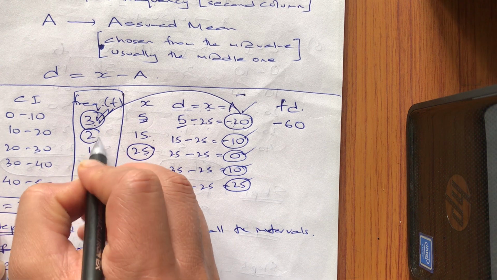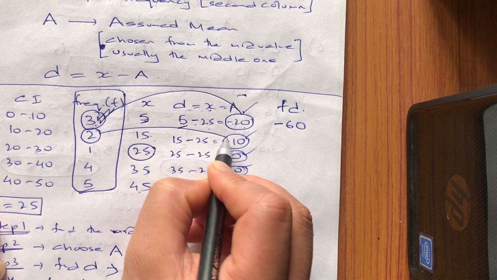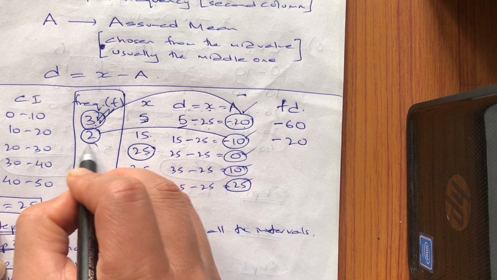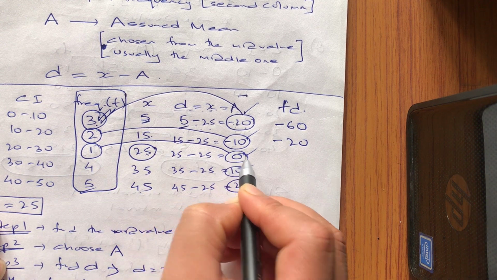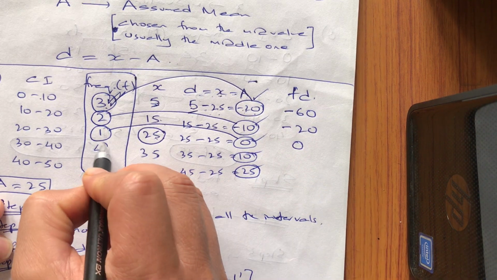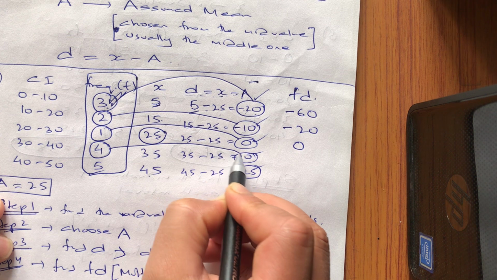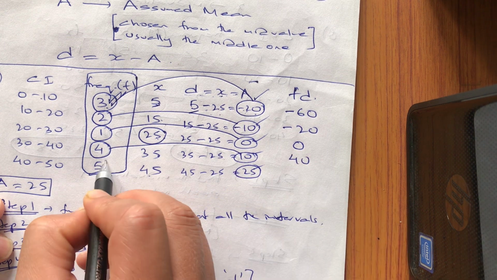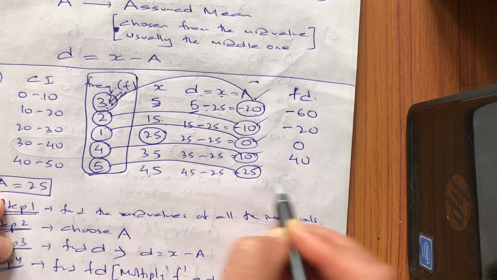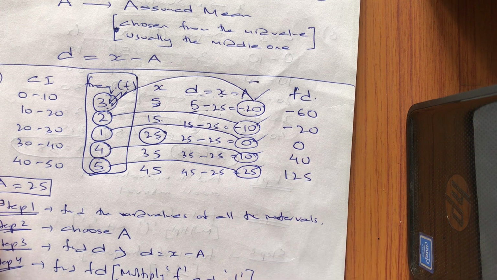So what's the second F? It's 2, and your second D is minus 10. So minus 20. Third F is 1, and your D is 0, 1 into 0 is 0. Then we have 4 as the next F into D, that is 4 and 10 is 40. And then we have 5, and then we have 25. It's 125. Is that okay? Clear?